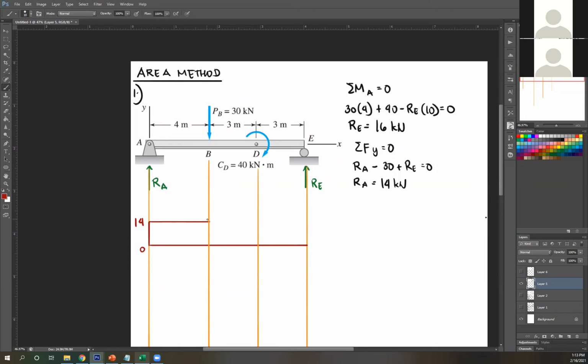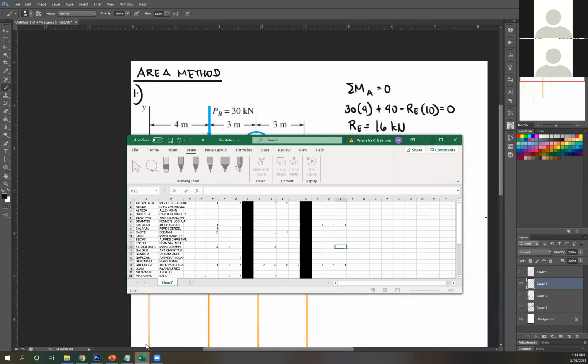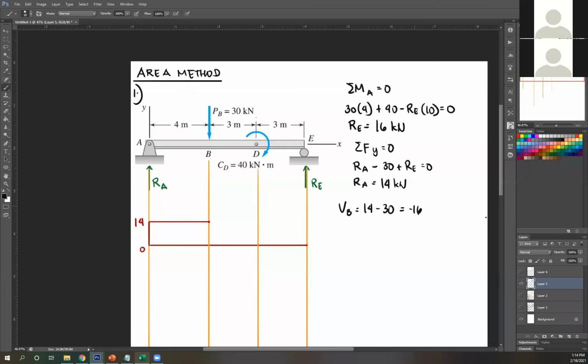So you have a straight line up to this because now you get 30 kilonewton force. So go downward by 30 kilonewtons. So 14 minus 30, what is that? 14 minus 30 is the answer. Correct. Negative 16. So this is negative 16.